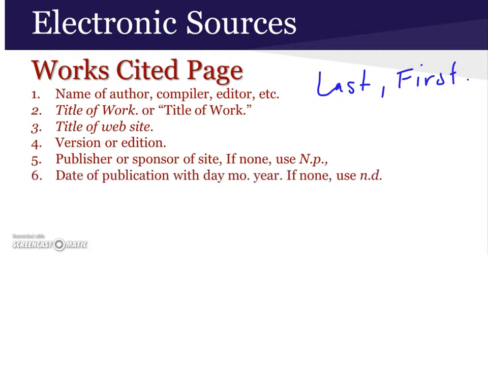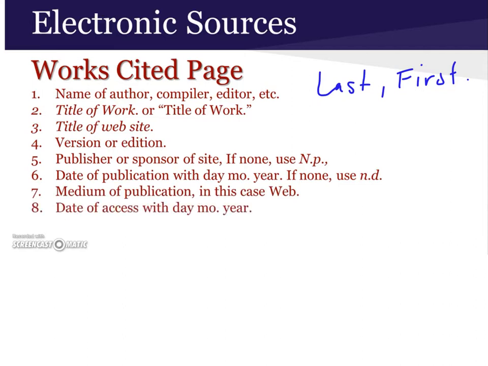Then you have the date of publication with the day, the month abbreviated, and the year. If there is no date, you use italicized lowercase n period d period, and the date is followed by a period. And then you have the medium of publication, in this case the web. And finally, the date of access with the day, month abbreviated, and year, followed by the period. Now, if a URL is required, this is where you would place it. And of course, it would be followed by a period as well.